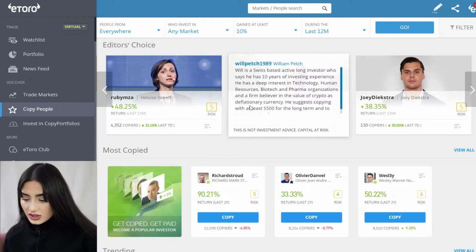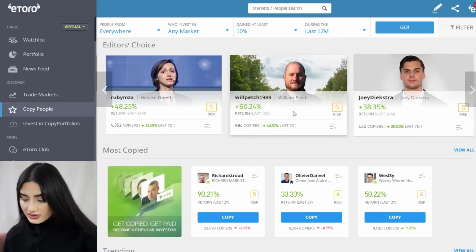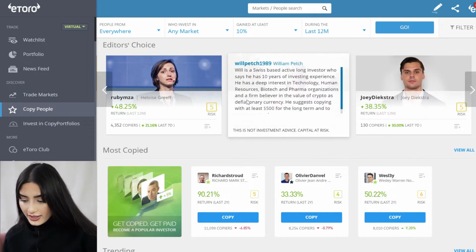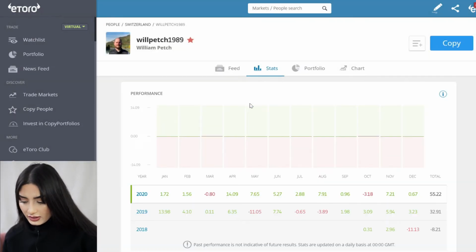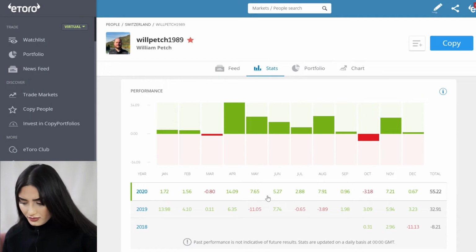You can also see the return. Now bear in mind, this return is for the last 12 months. So let's click on this person here, Will Petch, and let that load up. Right, so you can see that his return has been 55.22% across the last 12 months of 2020.